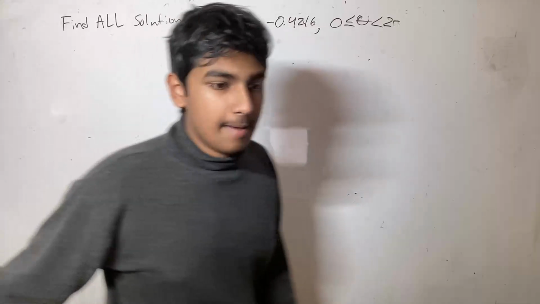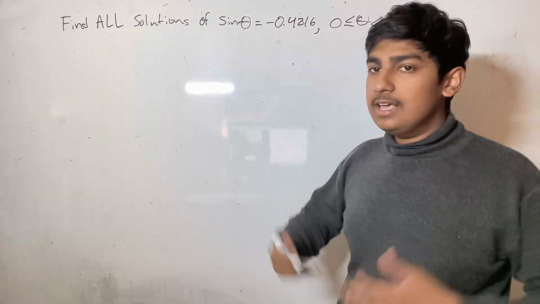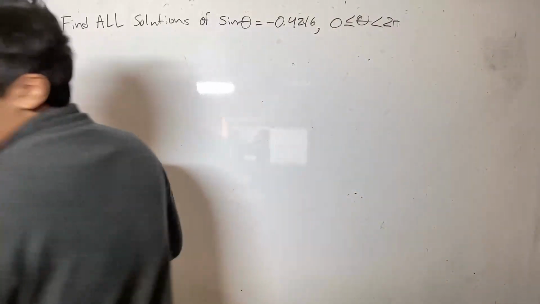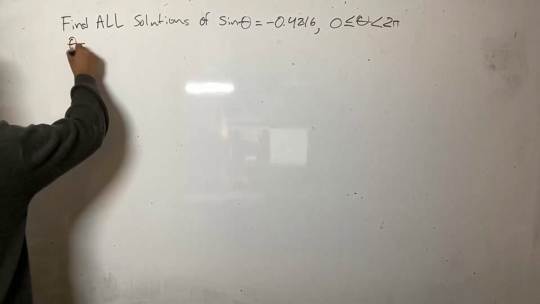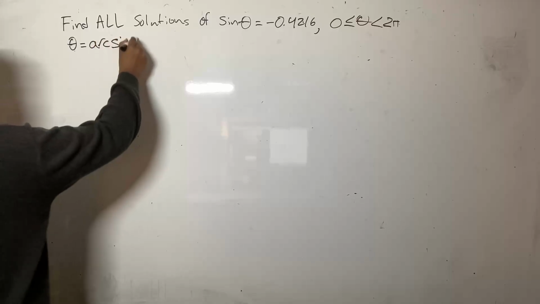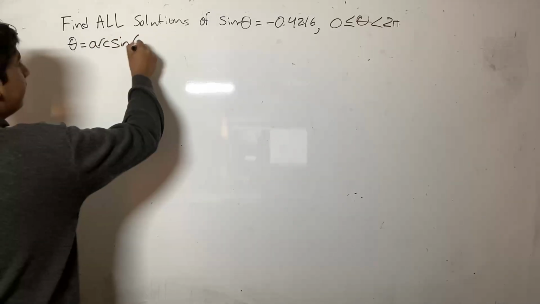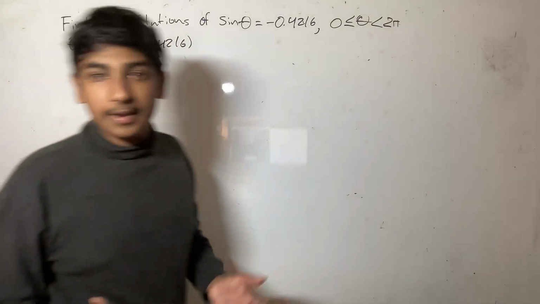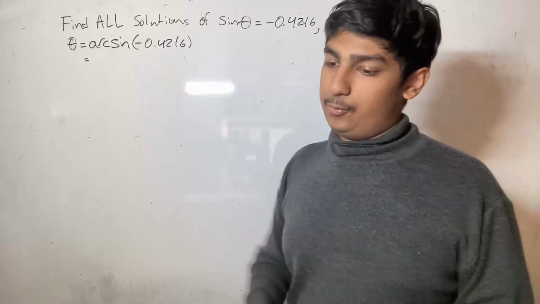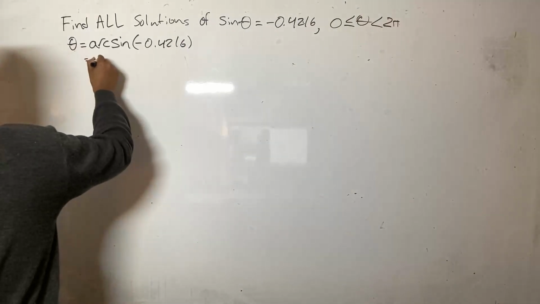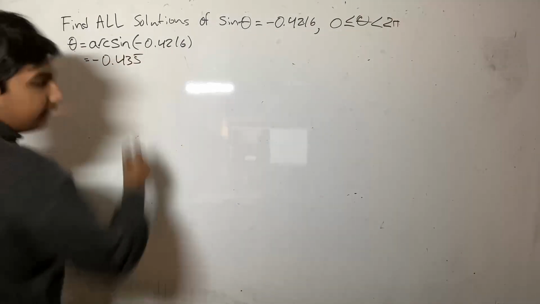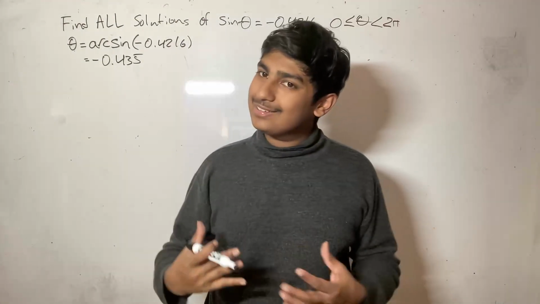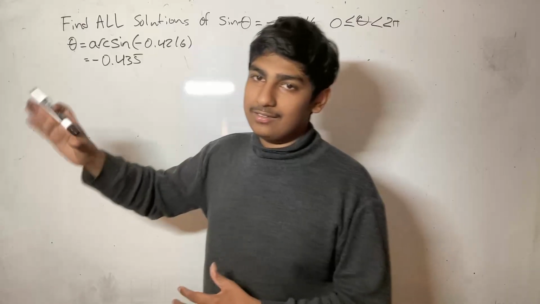Alright, assuming you've attempted to solve this problem here, hopefully you did a sine inverse or an arc sine of both sides, and you found that theta equals arc sine, or sine inverse, of negative 0.4216, and then you got an angle. And again, we're dealing with radians here. Make sure you're in radian mode. This is a good check. If you're in radian mode, you should have gotten negative 0.435 radians.